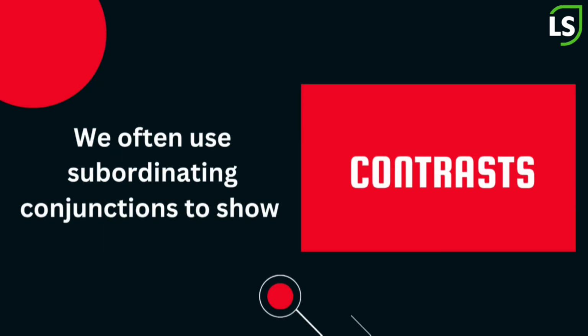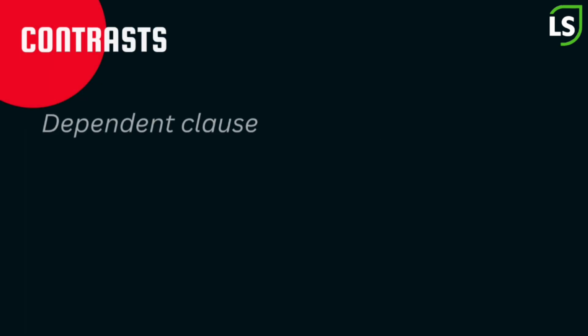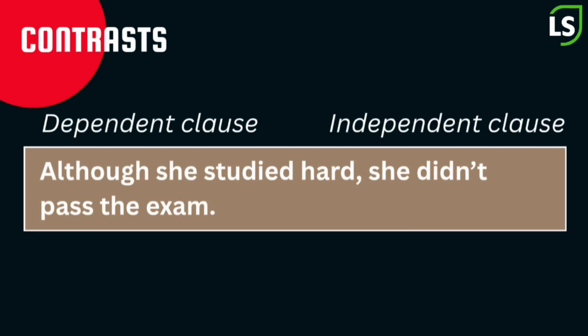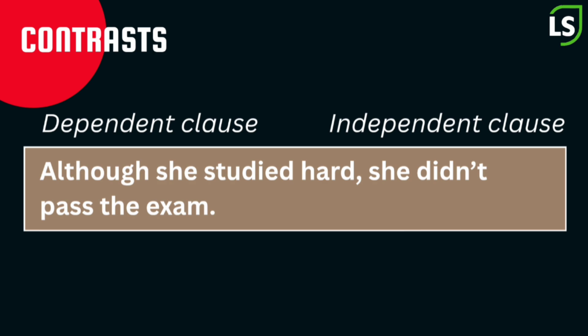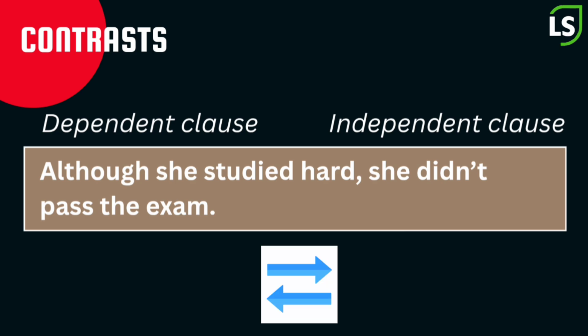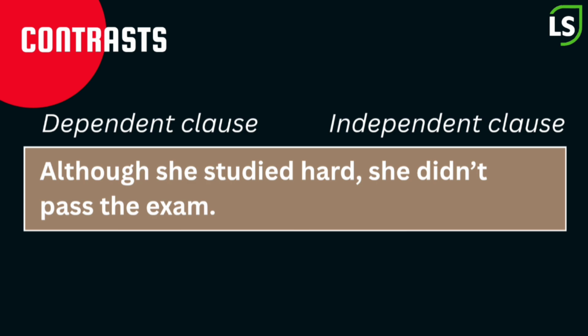Next, expressing contrasts. Let's begin with an example. Although she studied hard, she didn't pass the exam. Here, the result is unexpected. The action did not meet our expectation. In other words, something happened opposite to what was supposed to happen or what we naturally assumed.